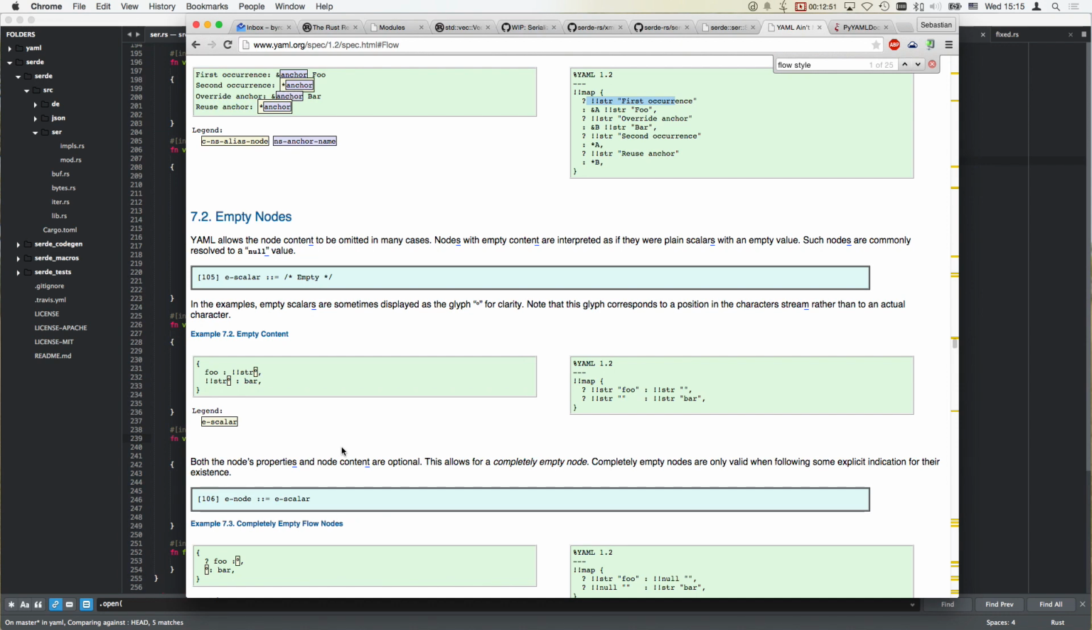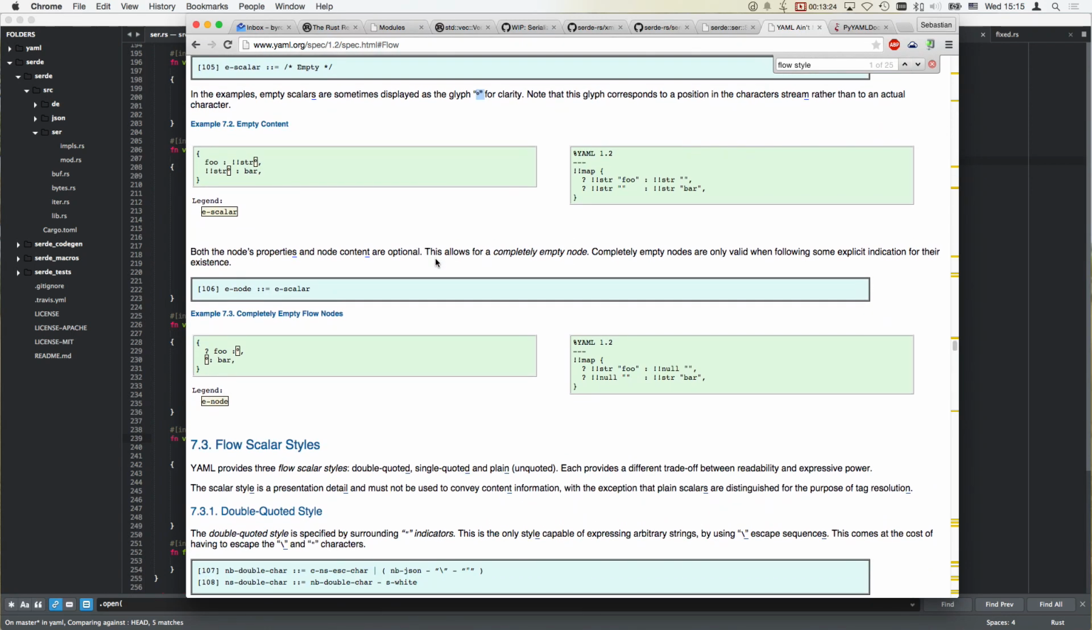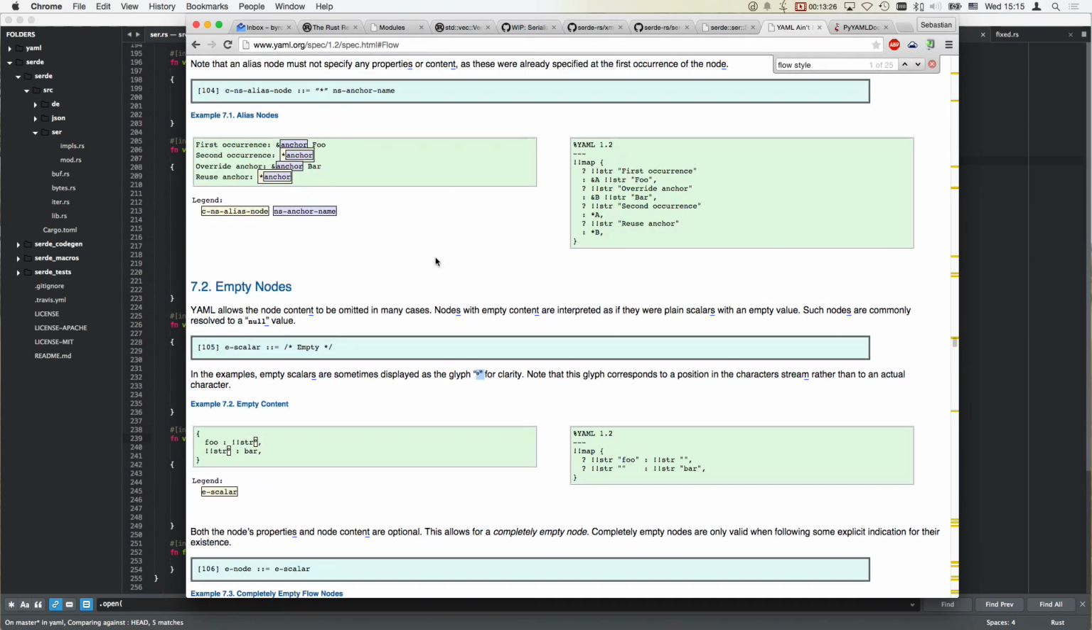Empty nodes. All right. Sometimes displayed as the glyph. Oh, look at that, a special null value glyph. Really? Responds to a position in the character stream rather than the actual character. All right. The more I read about it, the more afraid I am. Because if you want to do it right, I guess you have to deal with quite a lot of stuff.